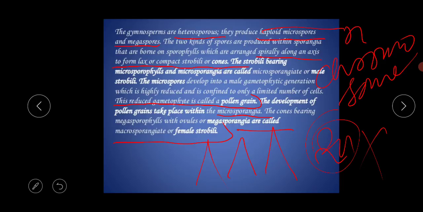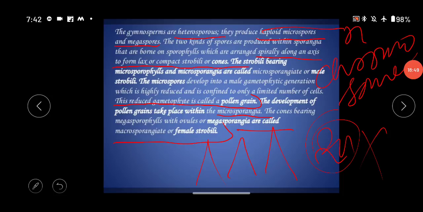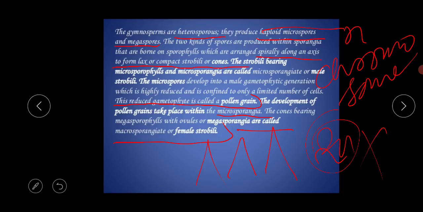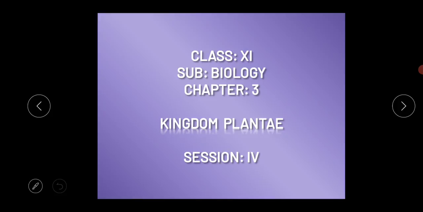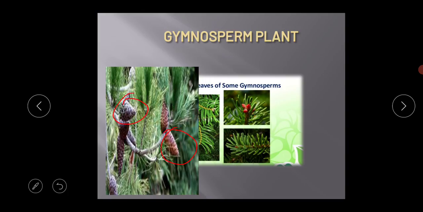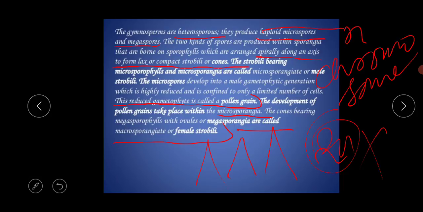The male and female cones or strobili may be borne on the same tree, as in the pine tree, Pinus. Just look at the structure, these are called strobili, a cone-like structure. However, in Cycas, the male cones and megasporophylls are borne on different trees, and it produces and forms one zygote.